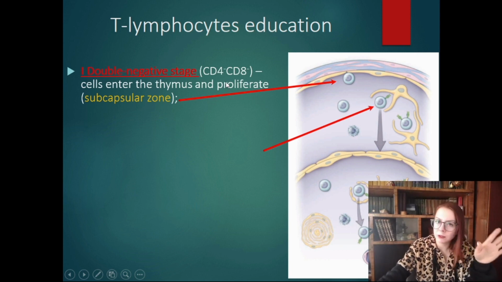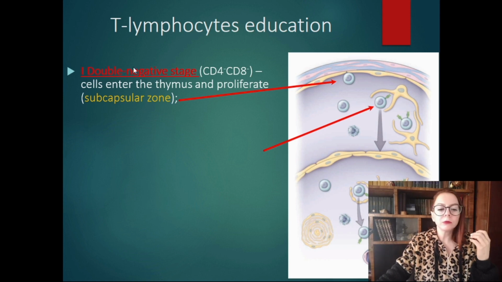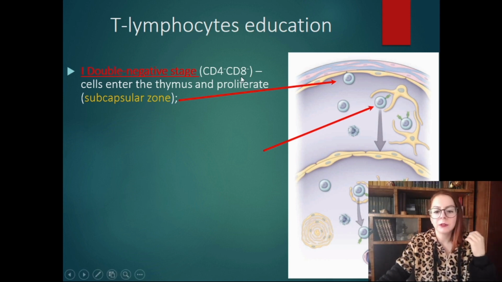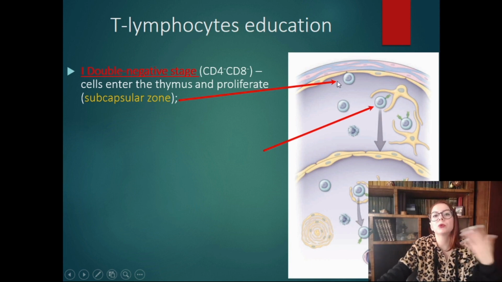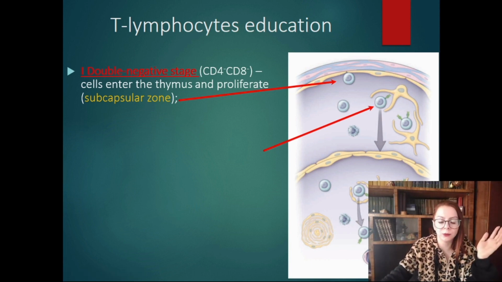Not because it is negatively charged, so there is no charge on its surface, but because it has no CD4, neither CD4 nor CD8 receptor. So double negative because it is neither helper nor killer at the same time. It is devoid of both receptors, so it is an immature T cell. And those cells occupy the subcapsular zone here under the capsule. They are located there and they start to proliferate, they simply increase in number.